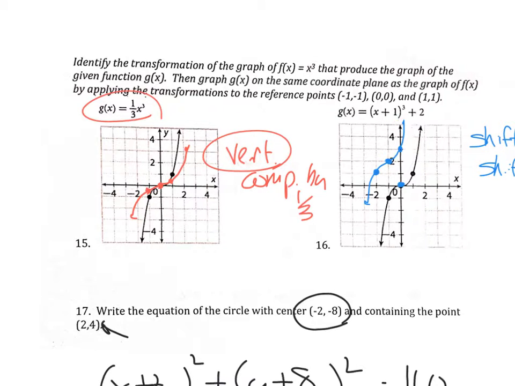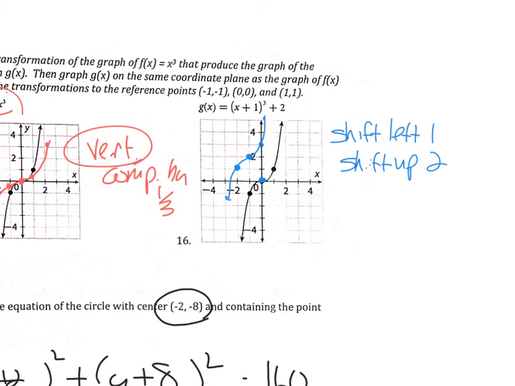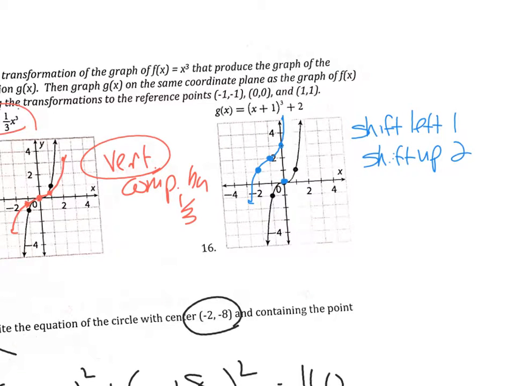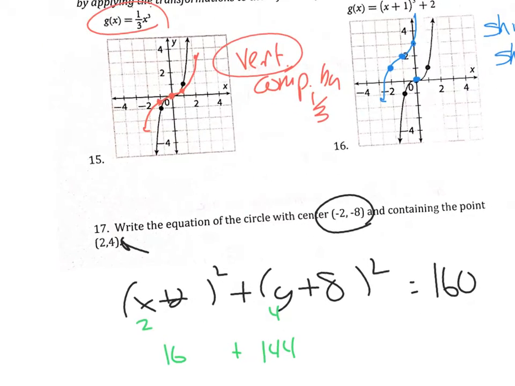16 has a shift left 1 and shift up 2. So all I did on that is take my 0, 0 point and go left 1, up 2. There's no vertical stretch or anything, so just go over 1, up 1, over 1, down 1. Connect that, and you got it.